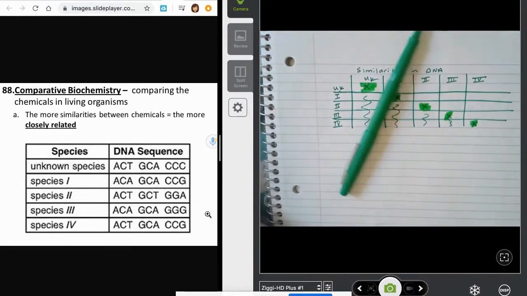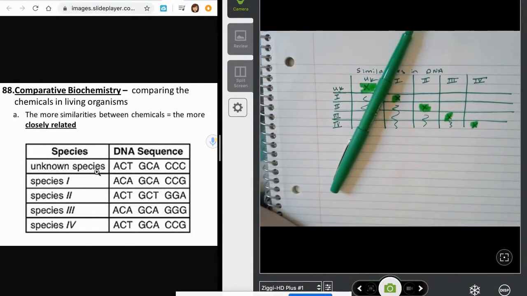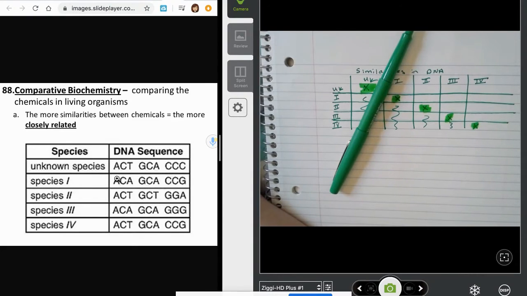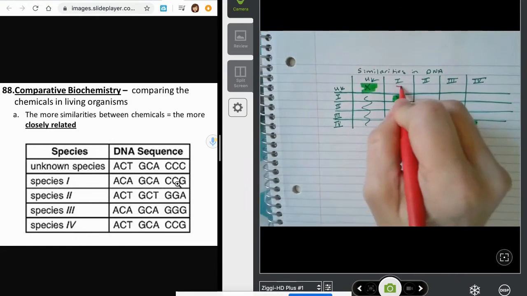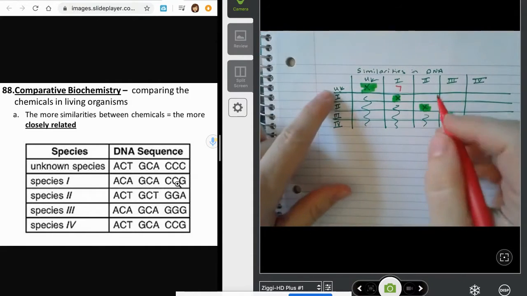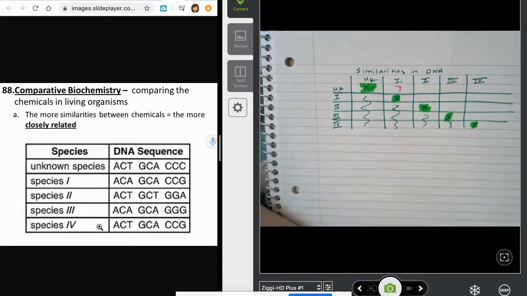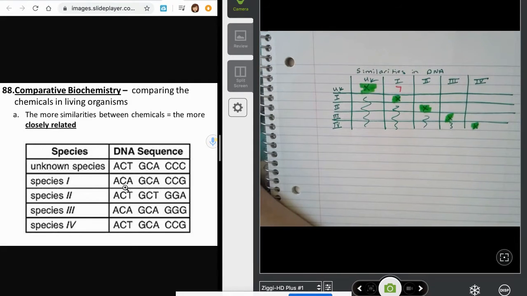So let's go over here, follow my cursor. Over here, I'm on unknown species and species 1. I'm simply going to count, of these 9 amino acids, how many of them are the same. 1, 2, 3, 4, 5, 6, 7. I record the number 7. Now I'm going to compare unknown to species 2. 1, 2, 3, 4, 5. 5.